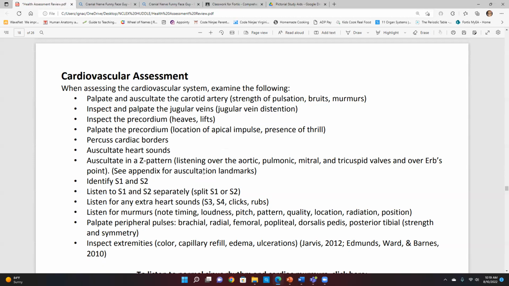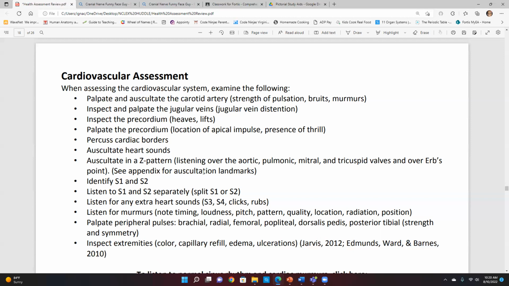All right, so you're going to palpate and auscultate the carotid artery. You're going to be using the bell of your stethoscope, and you will only do one carotid artery at a time because your carotid artery supplies blood flow to the brain. So if you occlude both of your carotid arteries, there's not going to be any blood flow to the brain. Okay, so we don't want you to do that to your patient.